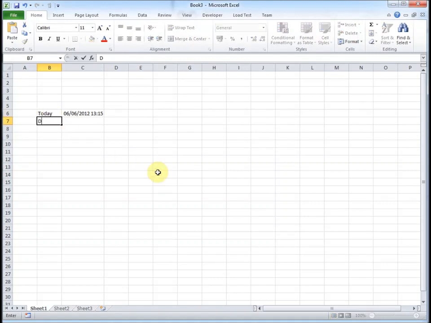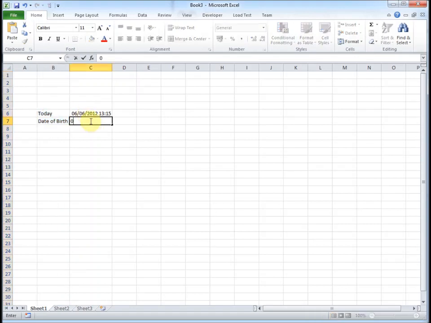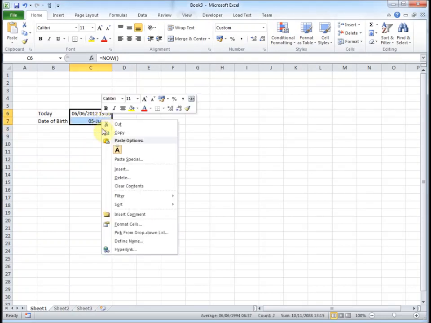Below it I'm going to put date of birth, and I'm going to make up somebody's fictitious birth date, the 5th of June 1976, and press enter. Well, it's quite clear that those two dates are in very different formats. It would be much better to format them so that they were consistent. I'm going to right click on there and format the cells.